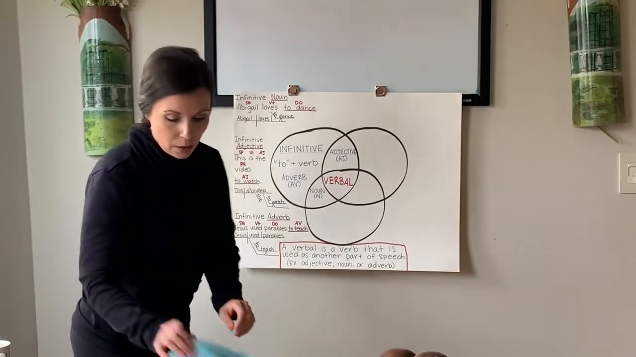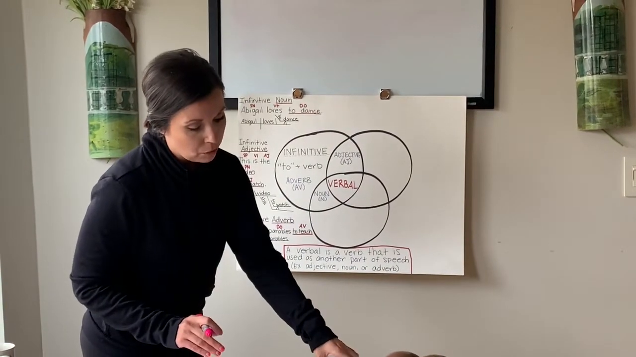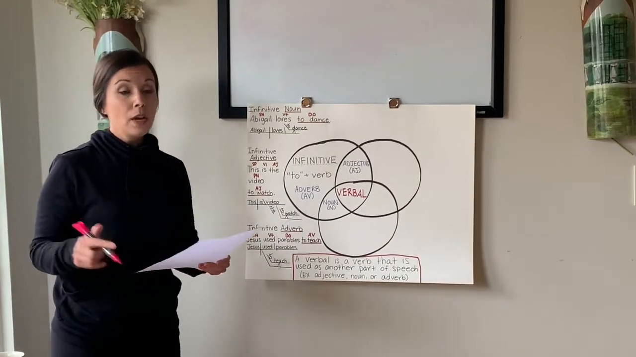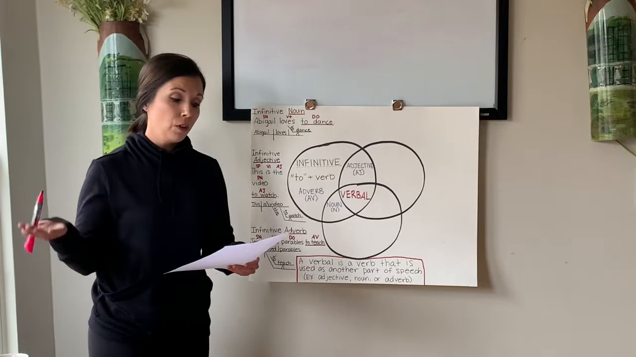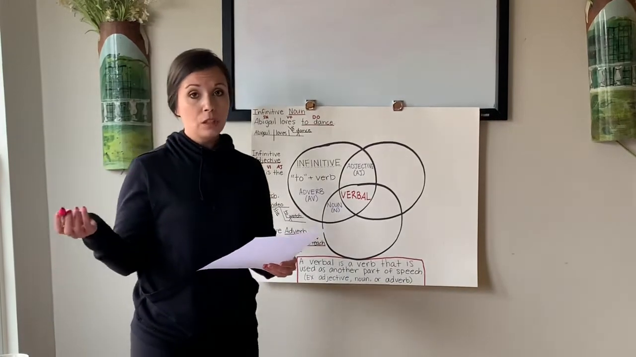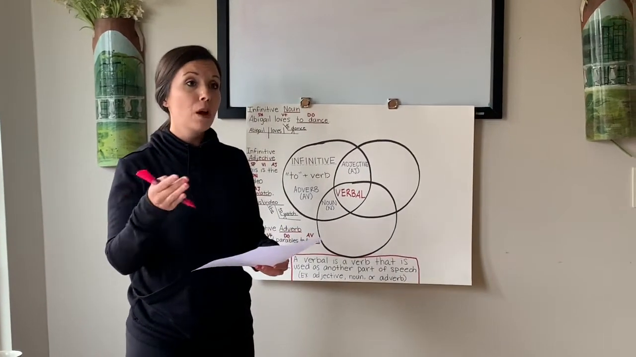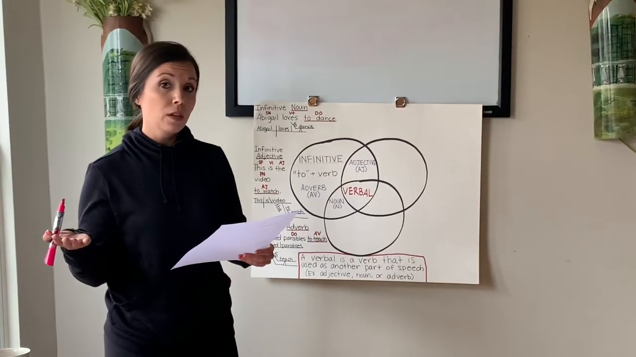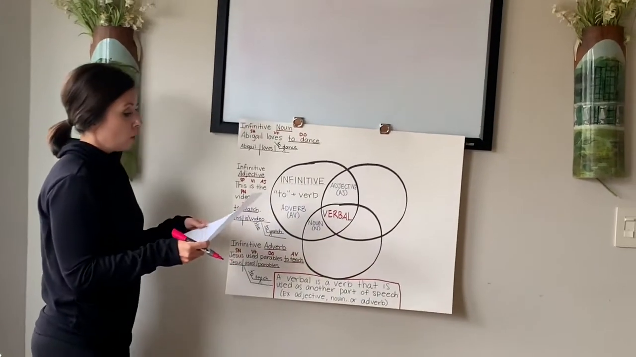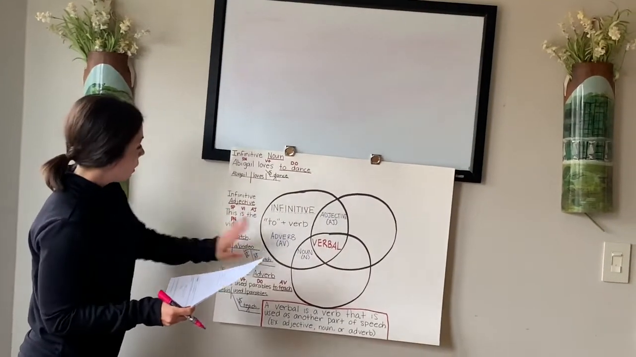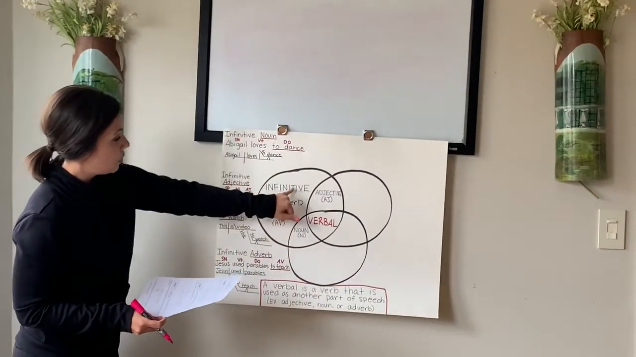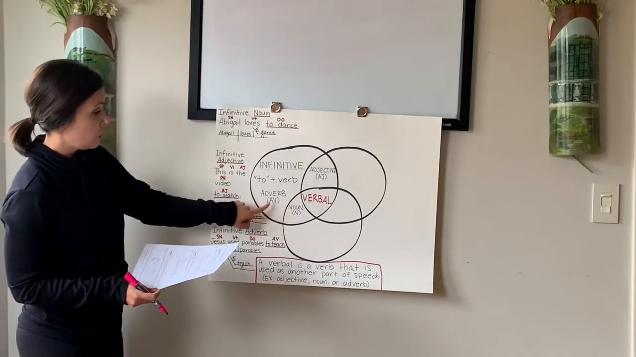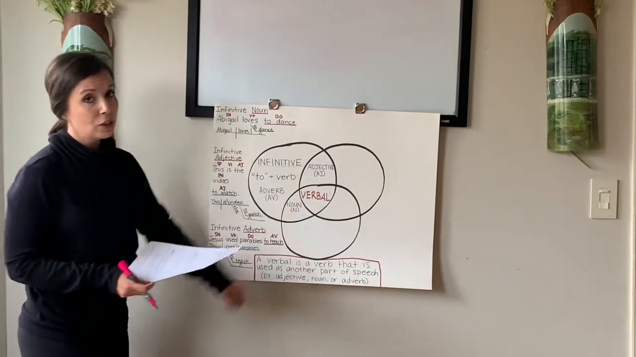Okay, so starting with an infinitive, let's talk about the definition of an infinitive. We already know an infinitive is "to" plus a verb used as a noun, adjective, or adverb. You probably remember that from your foundations memory work. So here we have the definition. An infinitive is "to" plus a verb. It's used as a noun, it's used as an adverb, and it's used as an adjective.